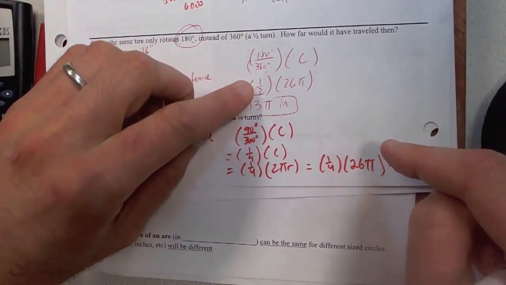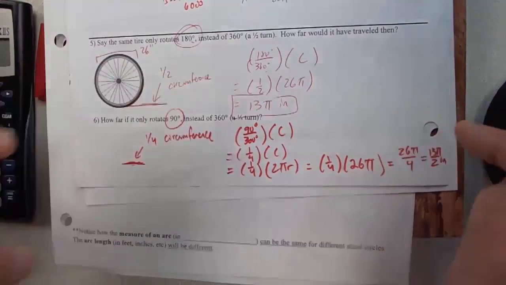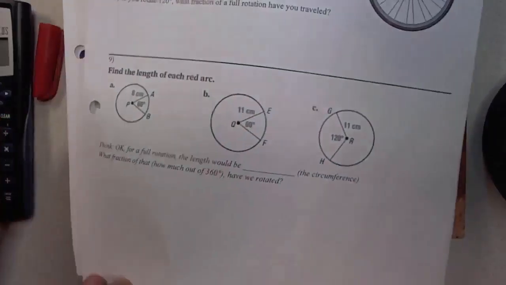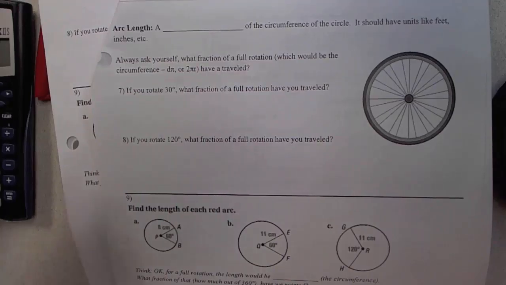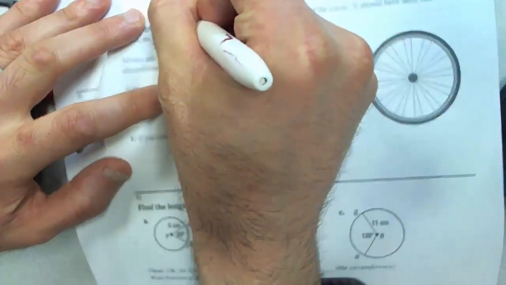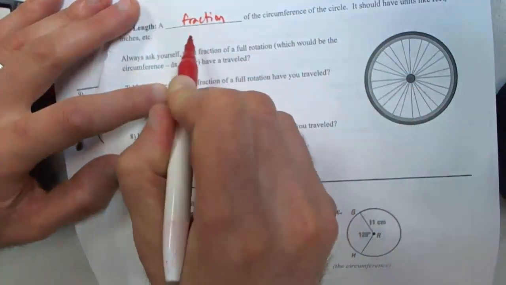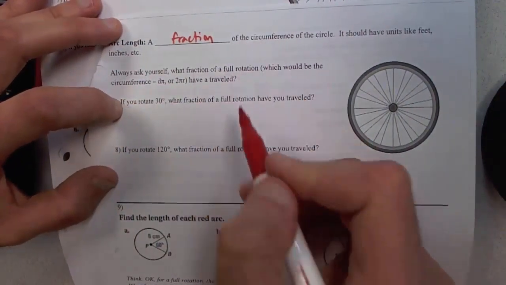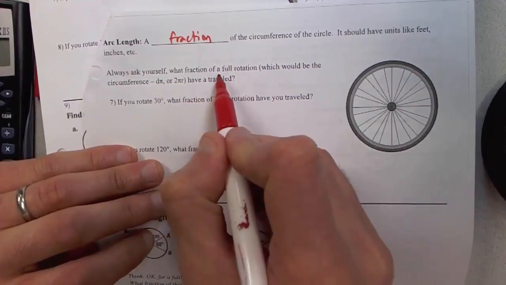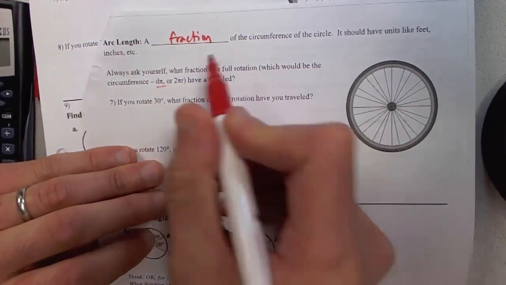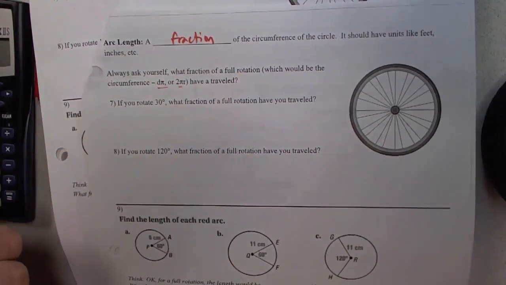Always ask yourself, what fraction, how much out of 360 are you turning? Let's go ahead and practice. Okay, so arc length. On the other page here, again, an arc length is really just a fraction, right? What fraction of the circumference are we going? It should have units like feet, inches, right? What fraction of a full rotation, what fraction of diameter times pi or 2 pi r have you traveled?